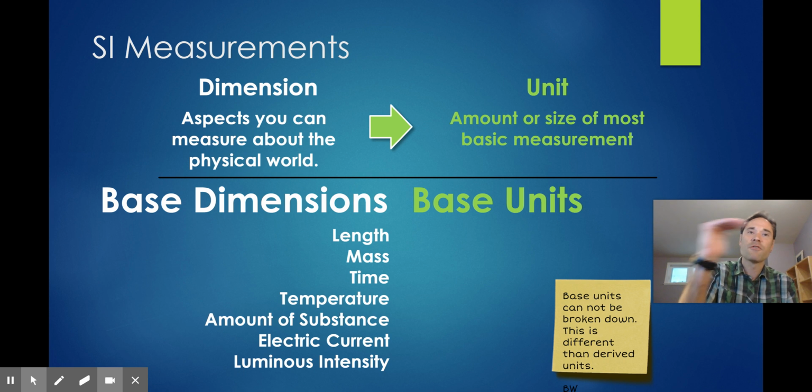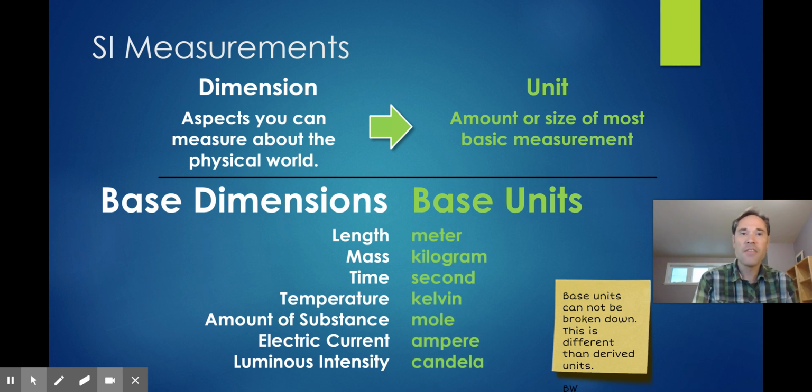So length, for instance, is the meter. And that is the only base unit that we have for length in the SI system. So when we're talking about what is the base unit for length, it is the meter. It's not the mile, right? It's the meter. For mass, it's the kilogram, which is kind of a weird one. We'll talk about that later.